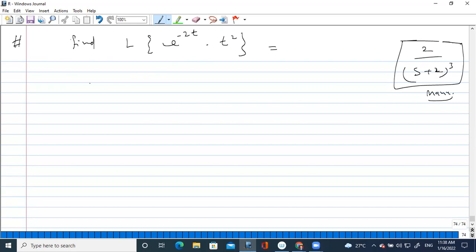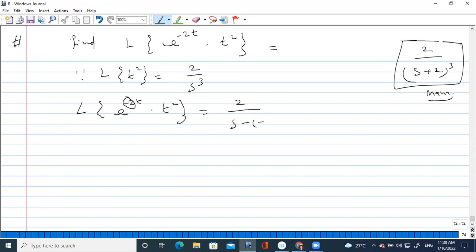Because you have to know here, Laplace of t square is how much? 2 by s cube. Now we have done 2 by s cube. This we know. So now Laplace of e to the power minus at into f(t), here the value of a is minus 2 and s minus a you have to do. So it will be s minus minus 2, whole cube. So the answer will be like this. You can do it. Okay.